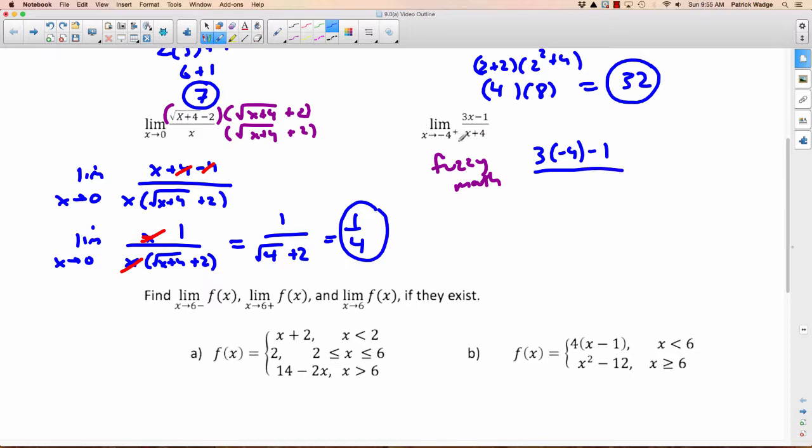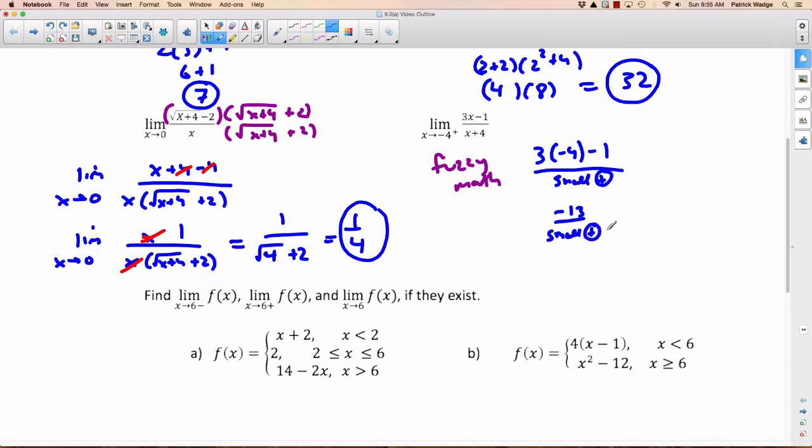So let's think about this. This is a number just a little bit bigger than -4. Something like -3.99999. So what happens when you go -3.99999 plus 4? Our answer is positive. It's a very small positive. Okay, so now let's evaluate the top. 3 times -4 is -12. Take away 1 is -13 over a small positive.